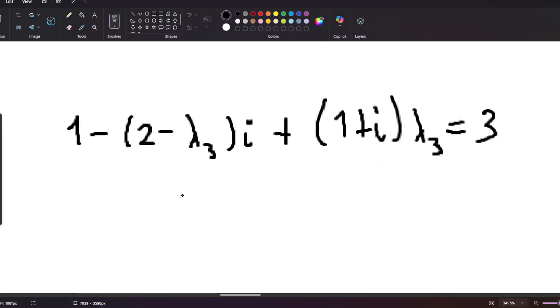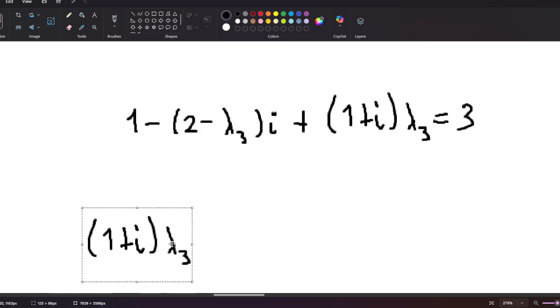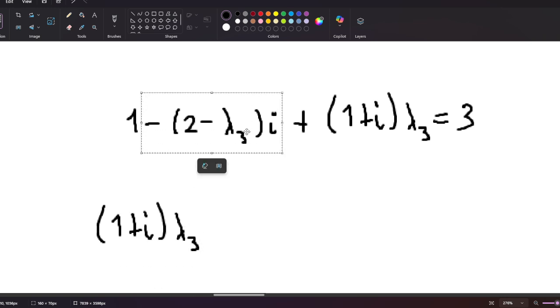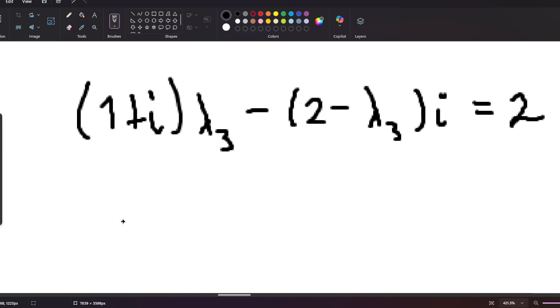So let's begin by juggling the parts of this equality for convenience's sake. That this equals 2. Now lambda 3.